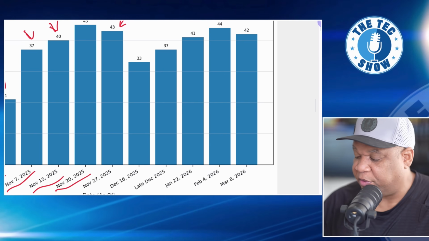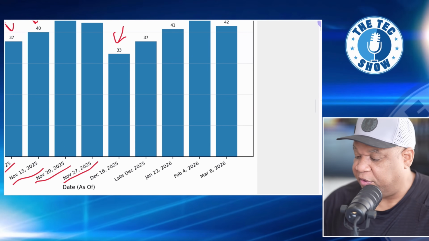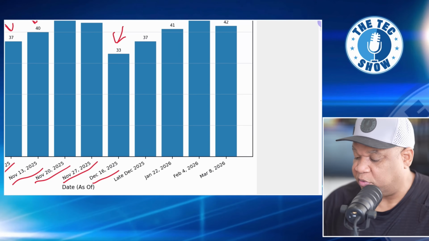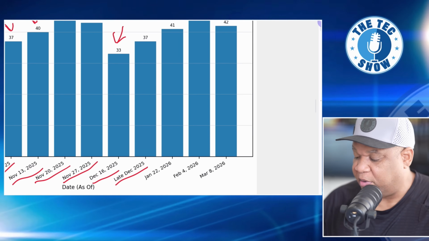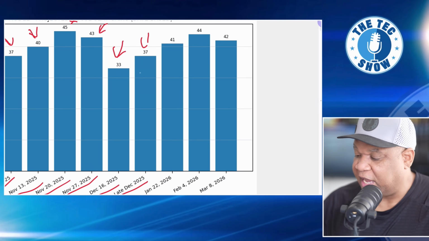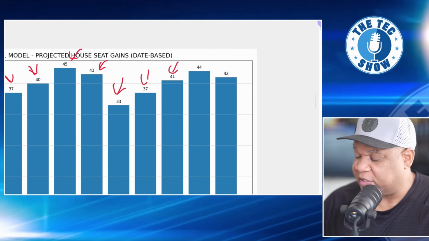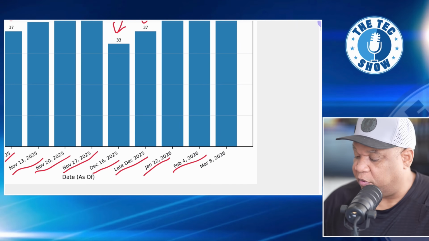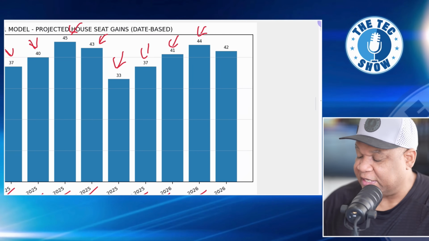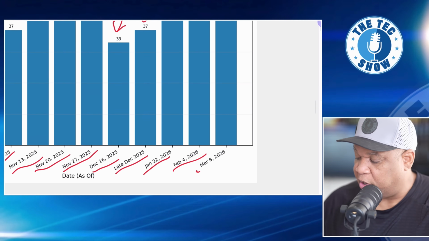Then it went down to 43 seats, November 27th of 2025. And then 33 seats December 16th of 2025. And then in late December, I believe it was December like 28th or 29th, we saw Democrats set to gain 37 seats. January 22nd, 2026, we saw Democrats set to gain 41 seats. February 4th, 2026, 44 seats. And now here we are, 42 seats, March 8th. And so that was yesterday when I calculated these numbers. So Democrats right now are doing pretty good.